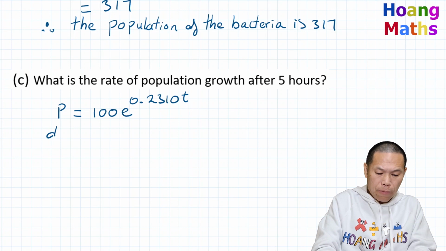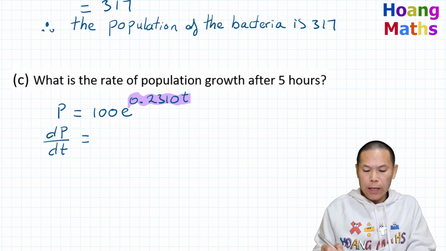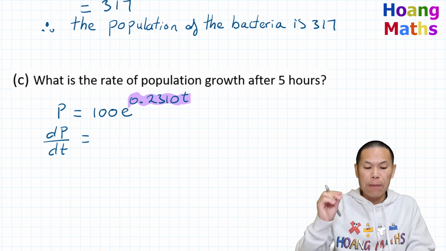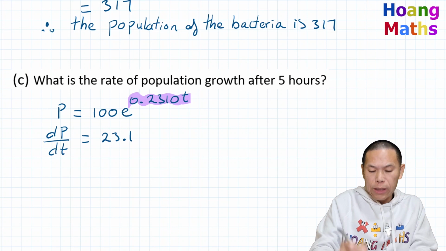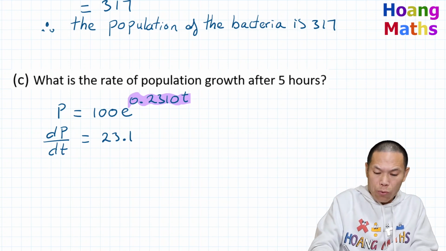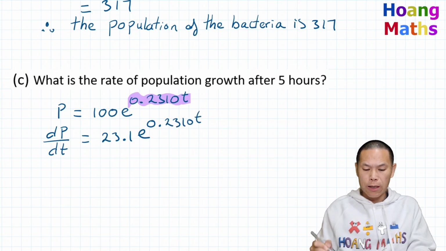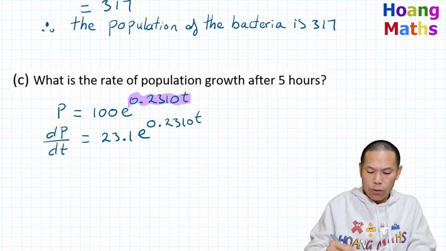So dP/dt is, we differentiate this, that gives me 0.2310, and we times 100. So that will give me 23.10, which is the same as 23.1 e to the 0.2310 t. And we need to substitute t equal to 5.